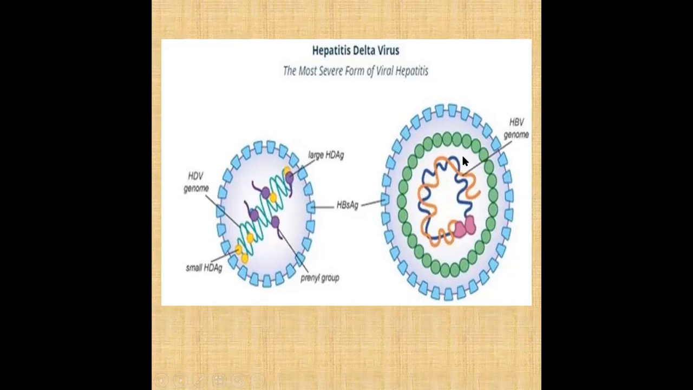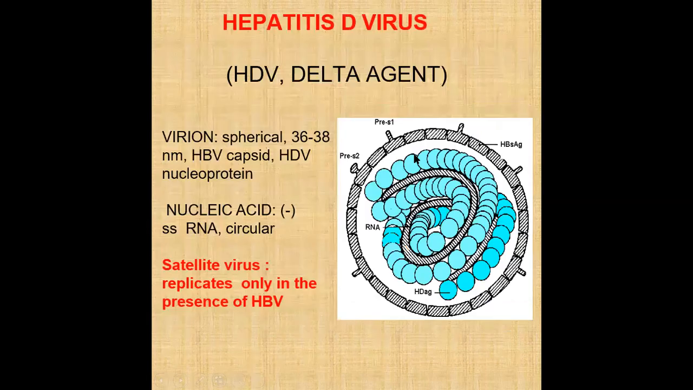that is of the hepatitis B virus genome, and here the green circular structure is the hepatitis D genome that should be present. In detail, this is the hepatitis D virus, or delta antigen. On the external side there is a coating of hepatitis B surface antigen. Along with this it shows the precursors S1 and S2, which are required for the entrance of this disease, and the spherical lines are there.